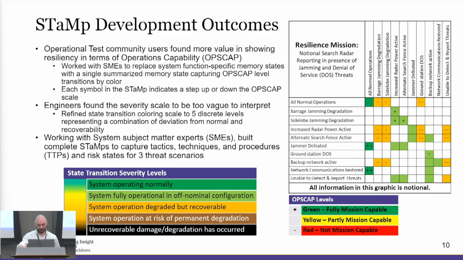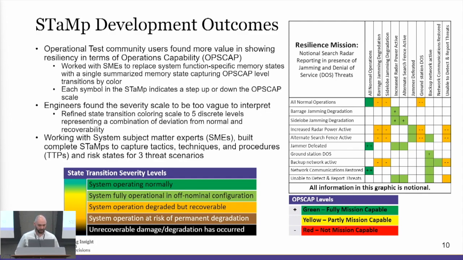It's probably also useful to have this kind of additional mask over the STAMP of transitions in ops cap. And in this case, the symbols are used in a little bit of a different way, where we've got the typical red, yellow, green ops cap scale. If you go through a minus sign, that means you're going to less ops capable. If you go through a plus sign, it means you're going one step up the ladder of ops capability. And our OT folks found that to be fairly useful.